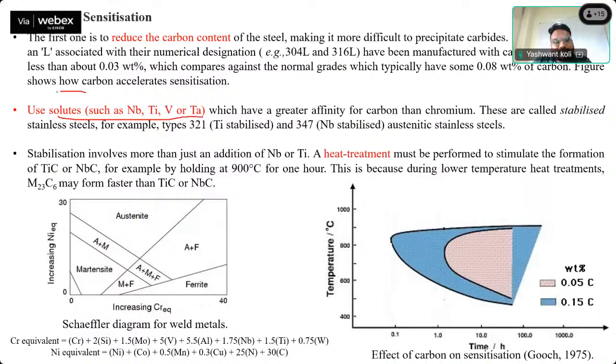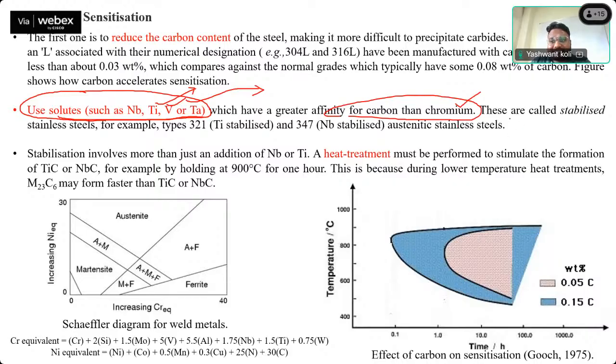So these can be added as solutes. Why we are adding these is that they have a greater affinity towards the carbon molecule. So before formation of chromium carbide, these can bond with the carbon, and the tendency of chromium carbide formation will be mitigated. They have higher affinity towards carbon as compared to chromium, so they will bond quickly, compared to chromium carbide.